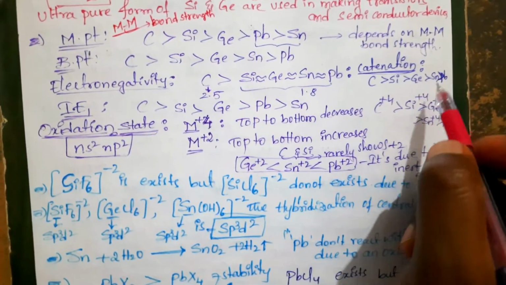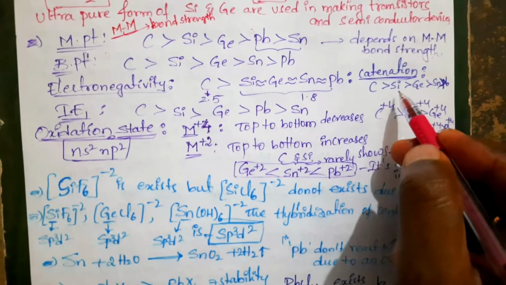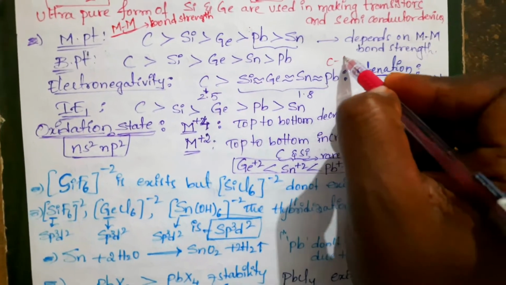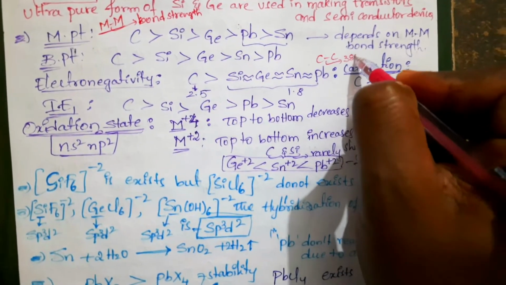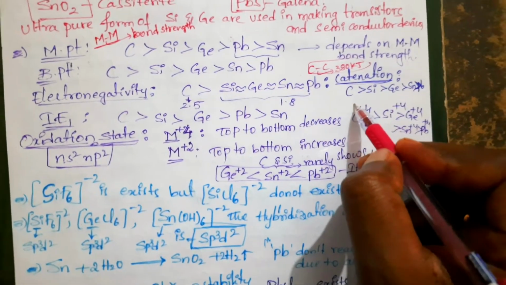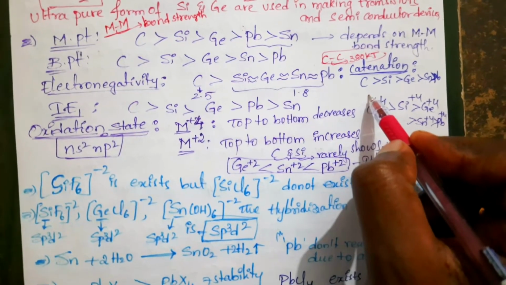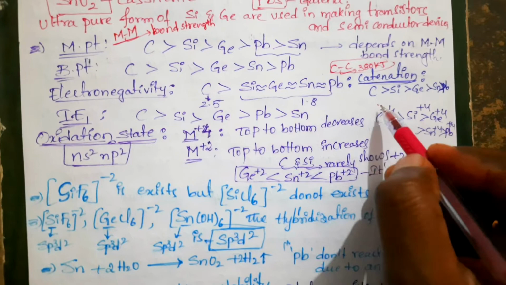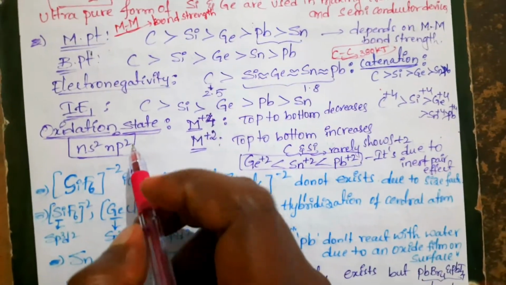And regarding catenation, which element is the most catenated element here? Carbon, because its C-C bond strength is very high, around 380 kilojoules, so that is a high energy. For that reason, carbon will have the highest catenation. Catenation also depends on the bond strength, and it also decreases from top to bottom. So next one, oxidation state.